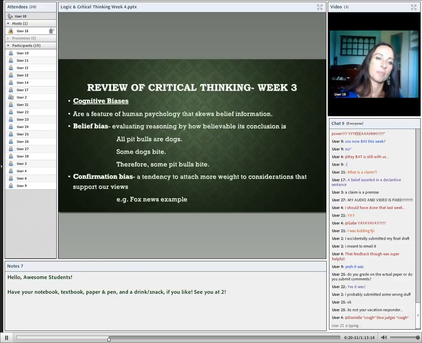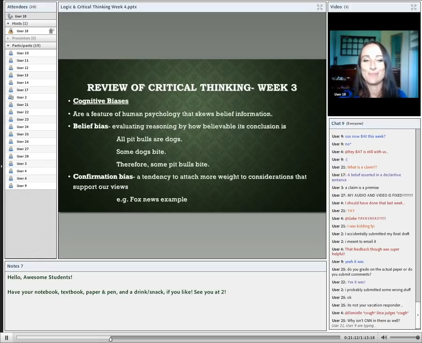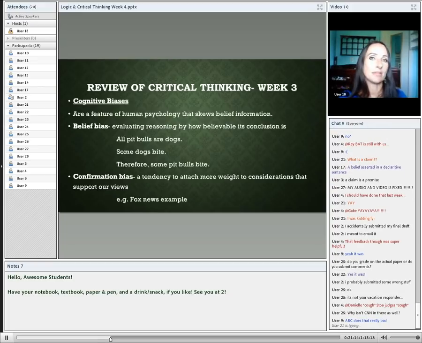Now, confirmation bias is another cognitive bias that's related to belief bias. There could be some overlap there. But this is a tendency to attach more weight to considerations that support our views. So this we definitely do. When we hear evidence in favor of something that we already believe, we're going to believe that more than if it's evidence, let's say, against what we believe or in favor of something we don't believe in.